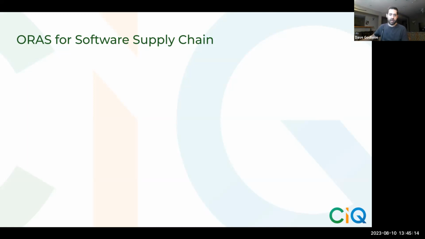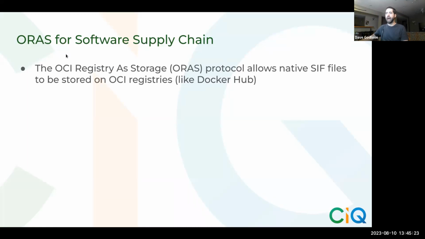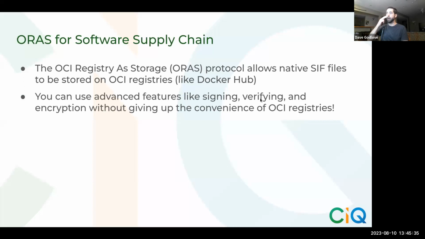Okay, so I'd like to shift gears now and start talking about ORAS and software supply chain and introduce some ideas to you about this. ORAS stands for the OCI Registry as Storage, and this is a protocol which allows you to push basically arbitrary data to an OCI registry like Docker Hub. It's been around for a while, but it is increasing in its adoption. Docker Hub, just within the last year or so, started to allow people to push native CIF files created by Apptainer up to Docker Hub.